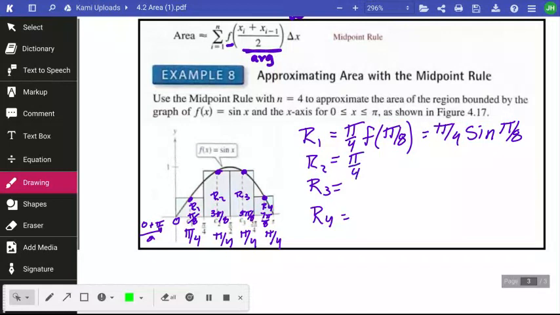They all are going to have that base of pi over 4. So I'm going to go ahead and write that in. And then I'm going to go ahead and write the values we found plugged in to my sine for each of them.